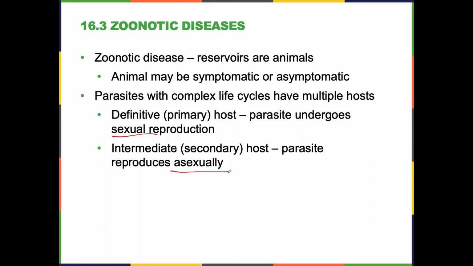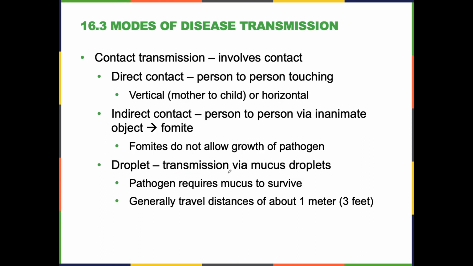Okay, so let's talk about how diseases are transmitted. There are 3 general methods. First is contact transmission, and contact transmission involves contact. Turns out there are different types of contact. You can have direct contact, which is person-to-person touching. Generally, we talk about horizontal contact transmission, which is people to people. But you can also have vertical contact, which is mother to child. Generational almost. Sometimes there are certain infections or diseases that are very significant as the child leaves and passes through the birth canal.